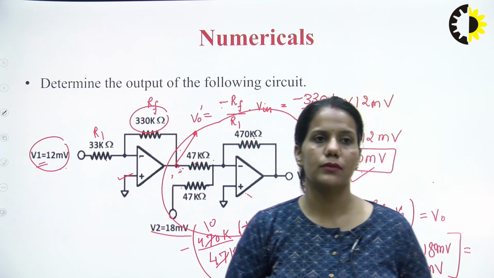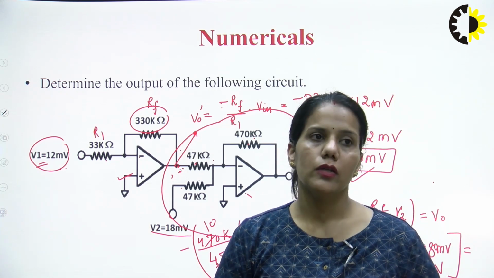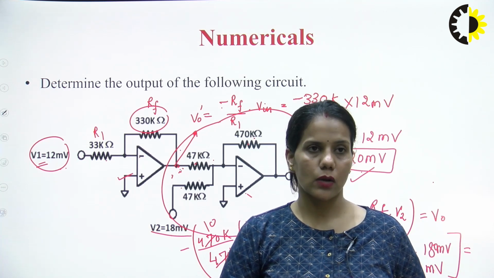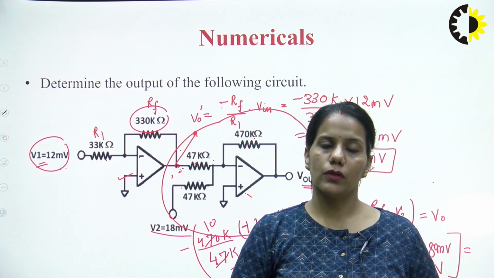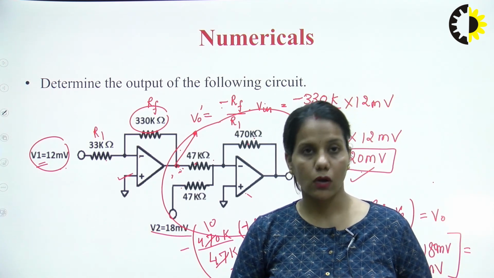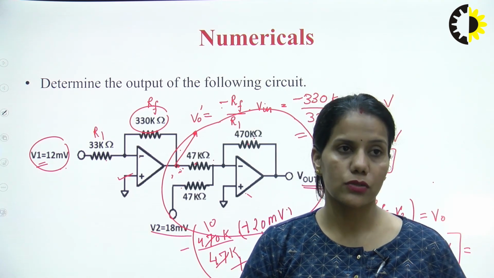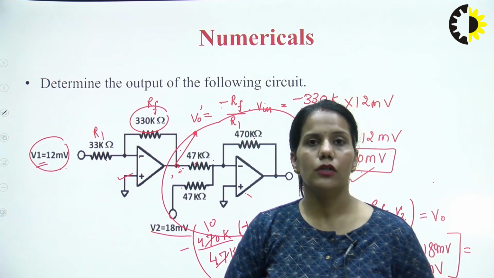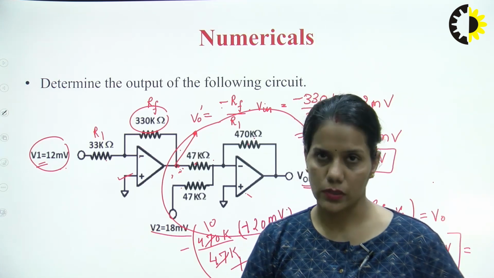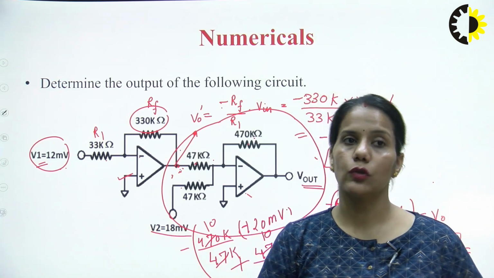Let's have a quick recap. There are two rules, the virtual ground and the virtual short. Virtual ground says that when your non-inverting terminal is grounded, your inverting terminal will automatically be considered grounded. Although you might be applying any voltage to the inverting terminal, it will still be considered grounded. That is known as the virtual ground concept, and you can use this concept in solving the numericals.